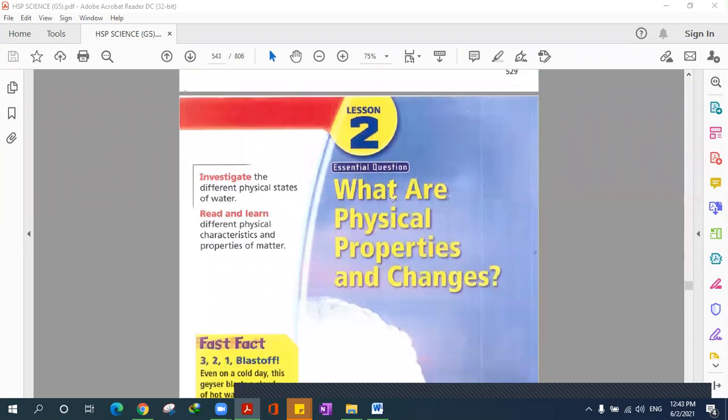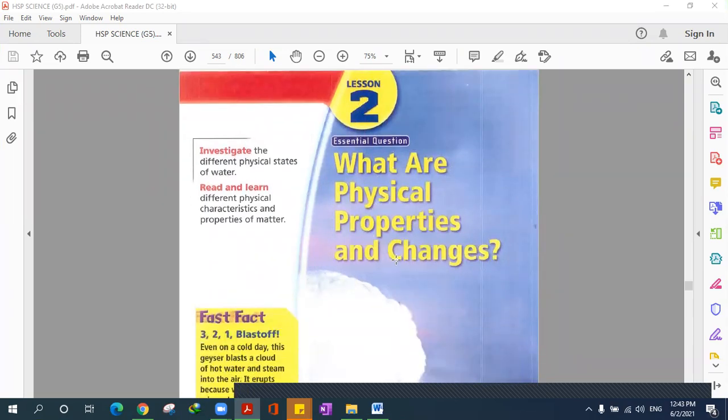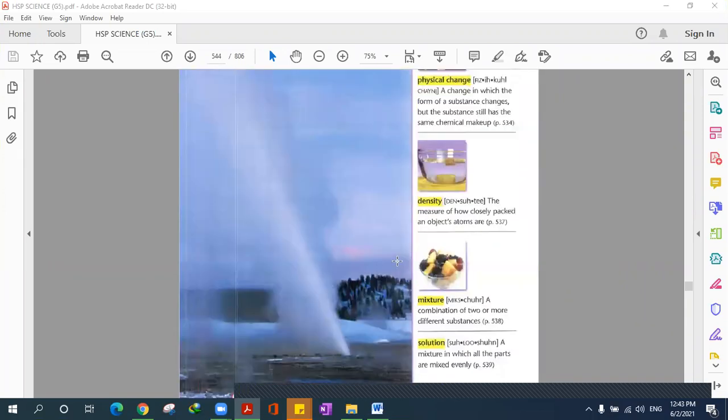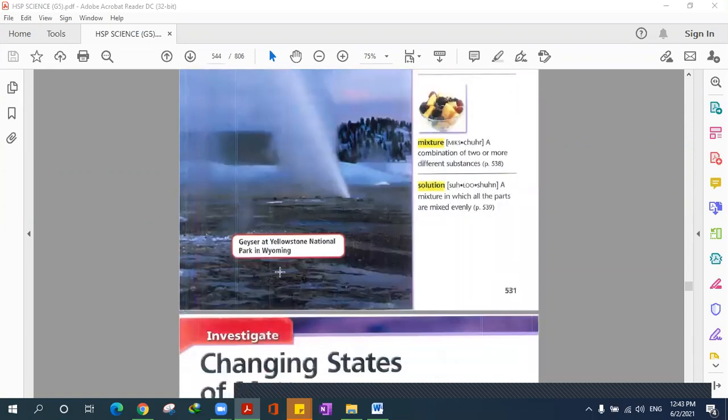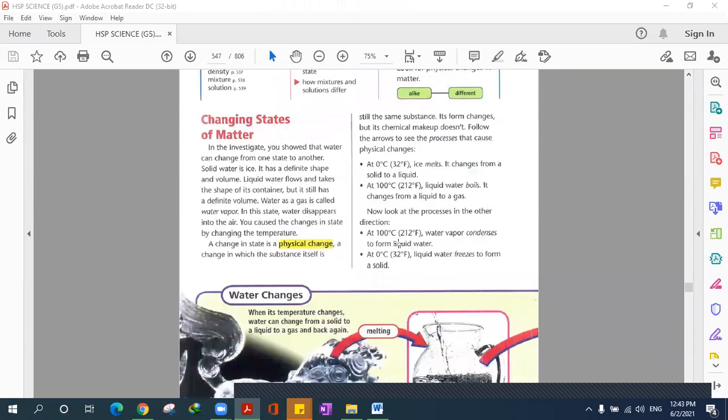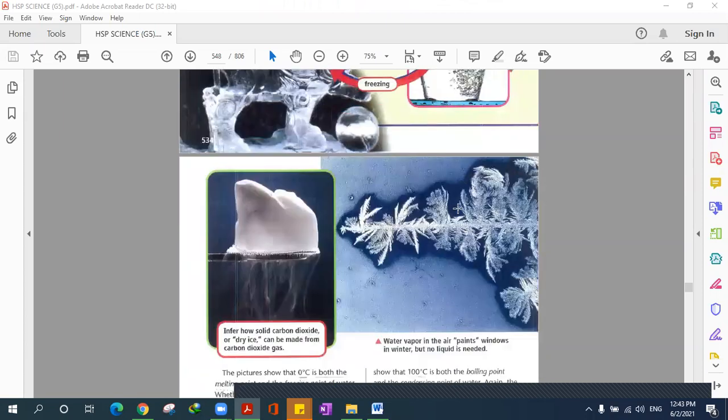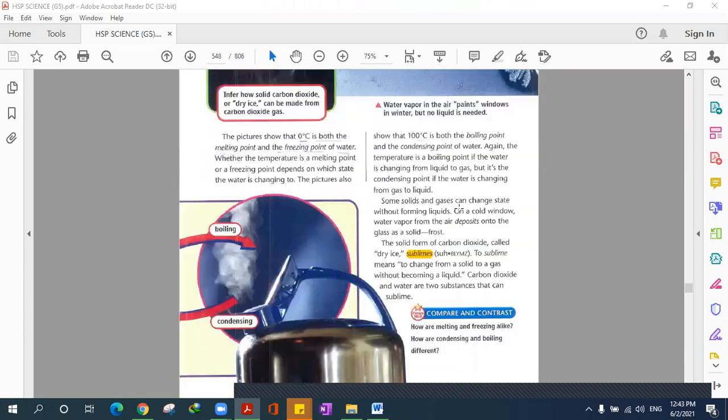This is chapter 14, lesson 2. What are physical properties and changes? You will go through it a little bit fast. We learned about physical change, density, mixture, and solutions. The first thing is physical change, which is a change in a substance, but it's still the substance itself. It's not going to change into a whole new substance. This can happen by melting, freezing, evaporating, or boiling things. All of those changes are physical changes because they don't change the matter into a whole new one.